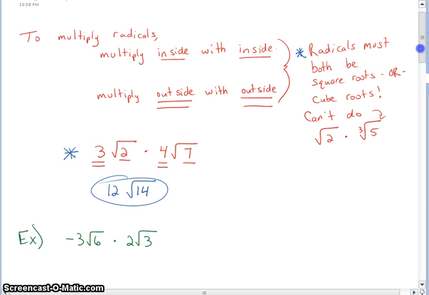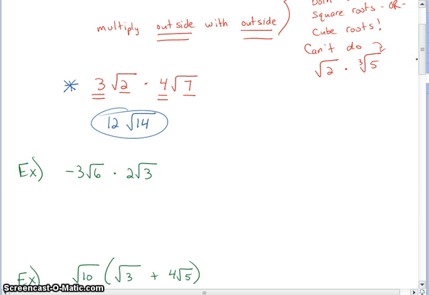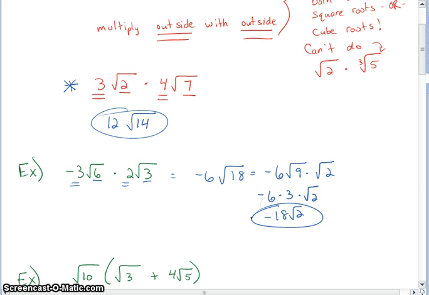Okay, so let's look at this problem. Negative 3 radical 6 times 2 radical 3. Multiply inside with inside, so that becomes the square root of 18. Outside with outside, so negative 6. And then I gotta simplify. So 18 becomes the square root of 9 times the square root of 2. So it's negative 6 times 3 times the square root of 2. So negative 18 square root of 2. And I'm done.